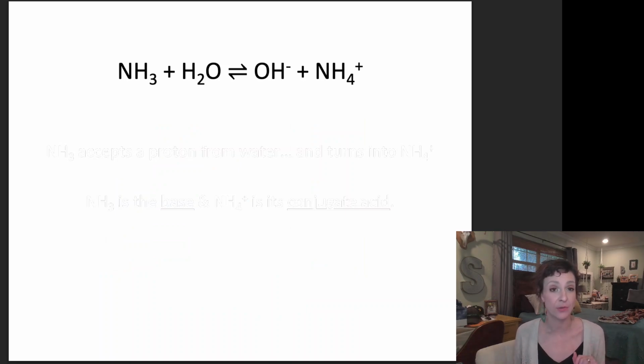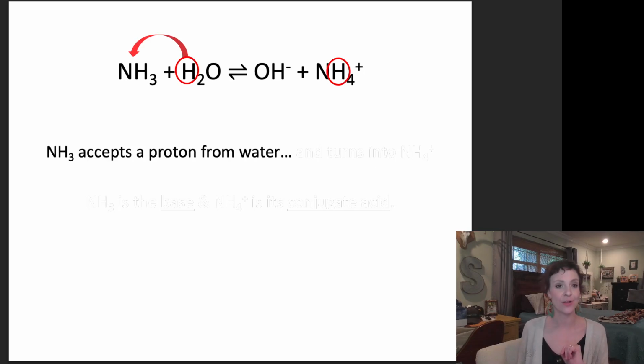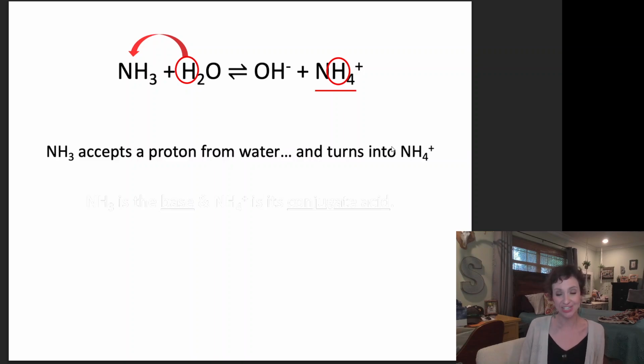If I'm looking at this chemical reaction equation, I've got ammonia plus water leads to the hydroxide ion, and oh my gosh, you guys, this is our polyatomic ion friend, ammonium. Very cool. So what I'm looking at here is that NH3, ammonia, is actually accepting a proton from water. Well, as a result of that, what does he turn into? Oh my gosh, he turns into the ammonium ion.